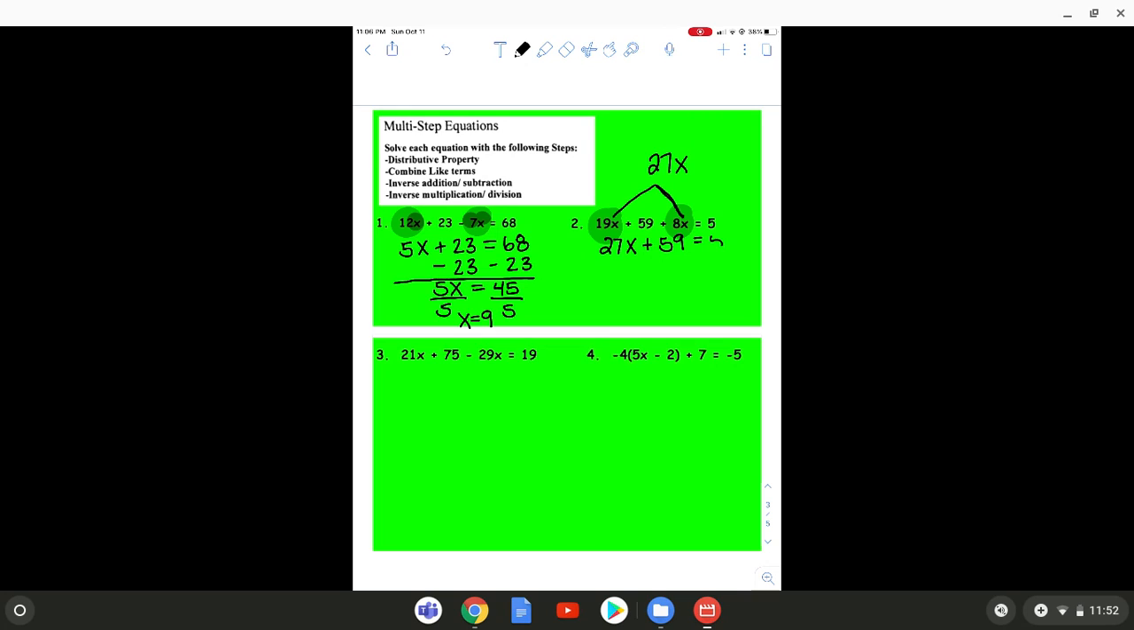So I'm going to go ahead and undo that addition by subtracting a 59 from both sides. So now I'm going to be left with 27x. My 59s will cancel out, and they are going to be equal to negative 54. So now to get x by itself, I'm going to divide on both sides by 27 to undo that multiplication. I'm going to get x is equal to negative 2.